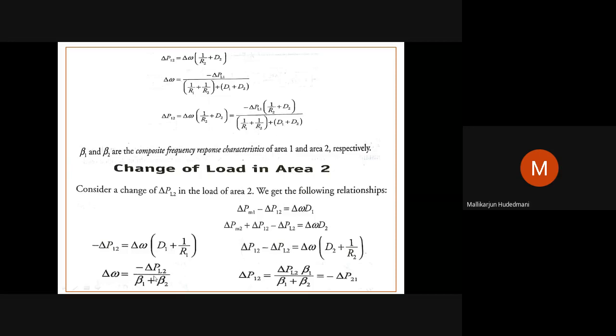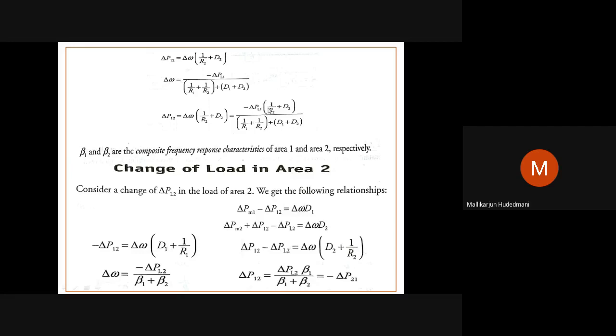In the same way we have the frequency deviation with delta PL2, the change in load in area 2, over beta 1 plus beta 2, and the exchanged power among the corporations being delta PL2, the step change in the load. See, the minus has gone here. So beta 1 is the composite response of the opposite area. We are experiencing a change in load in area 2, and the opposite frequency response composite is beta 1 divided by beta 1 plus beta 2.